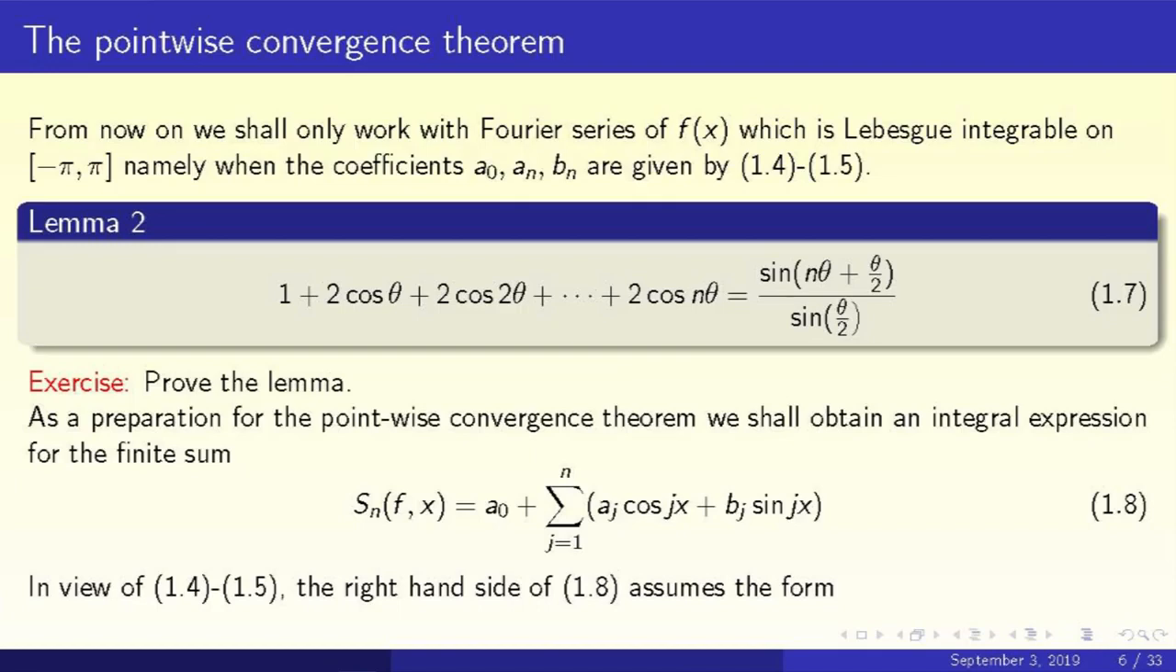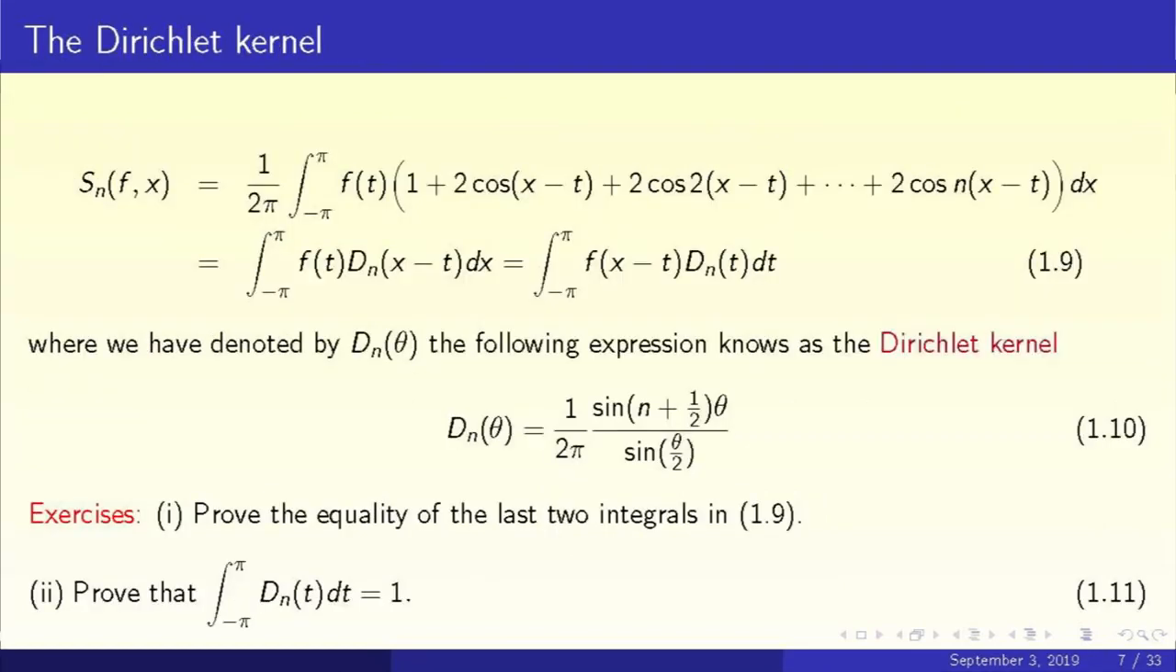aj will be what? f of t into cos jt, and we also have a cos jx. bj is what? f of t into sin jt, and there is a sin jx. So, we have in the integral cos jt cos jx plus sin jt sin jx, that is cos of x minus t j. That is exactly what you see over here.